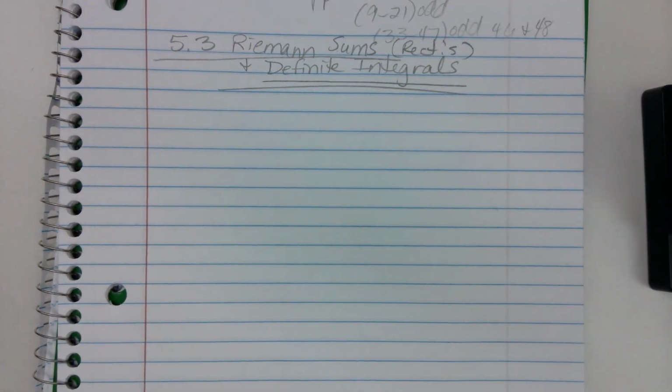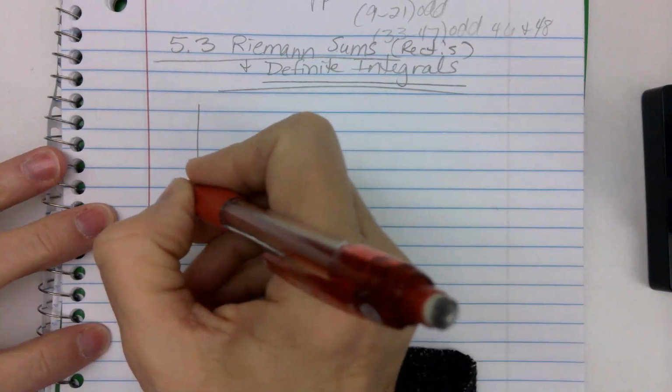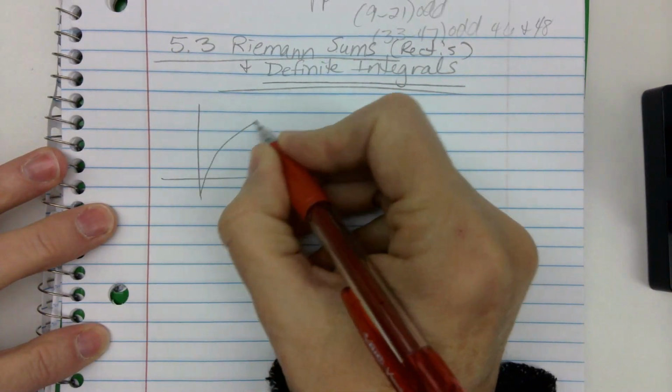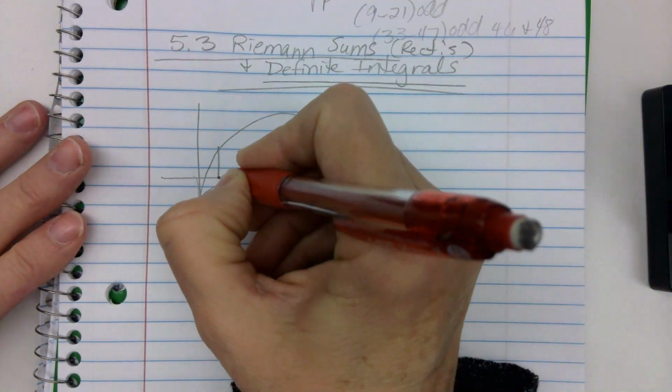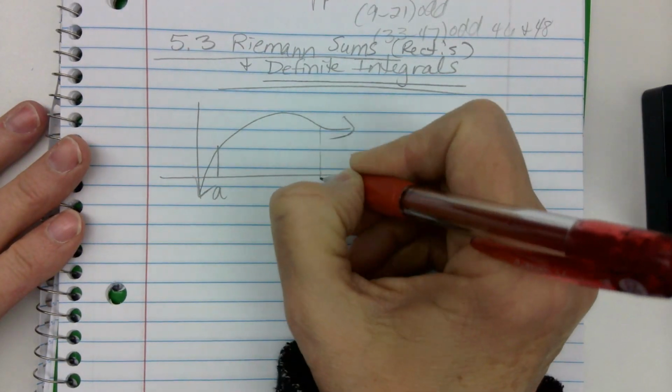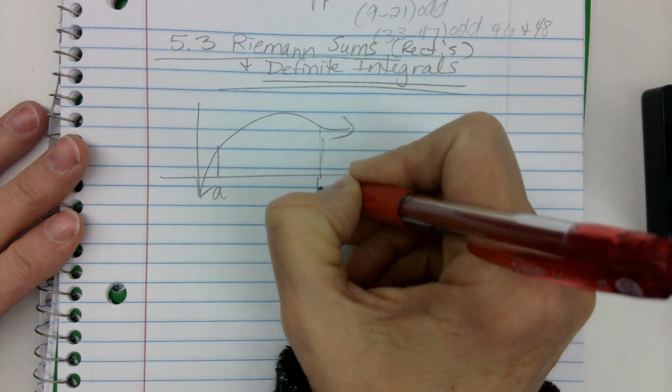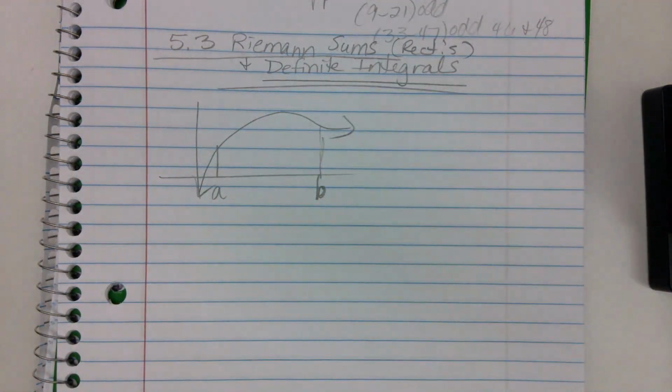So, if we have this function, whatever it is, and we want the area from a to b, we want to find that exact area.